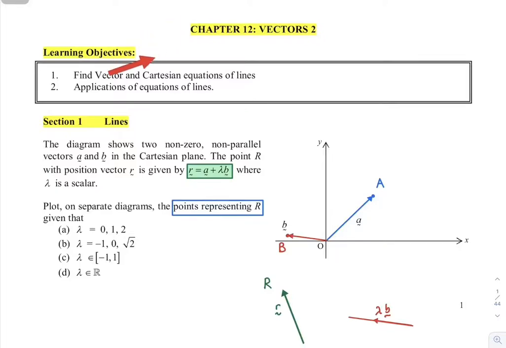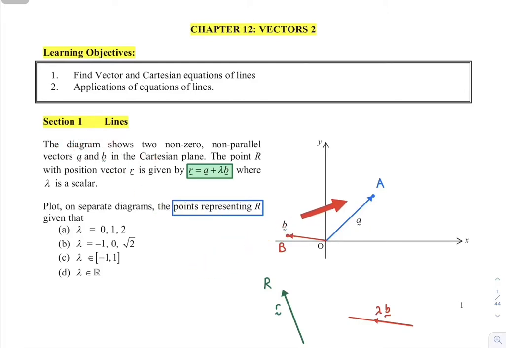The learning objectives for Chapter 12, Vectors 2, would be to find vector and Cartesian equations of lines and to look into the applications of equations of lines. Now, before we actually define what lines are in vectors, let's take a look at this particular diagram.